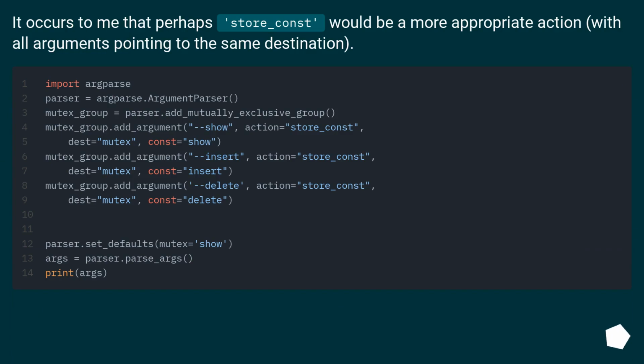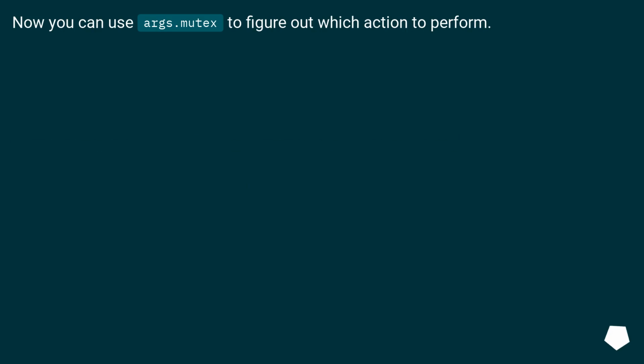It occurs to me that perhaps store_const would be a more appropriate action, with all arguments pointing to the same destination. Now you can use args.mutex to figure out which action to perform.